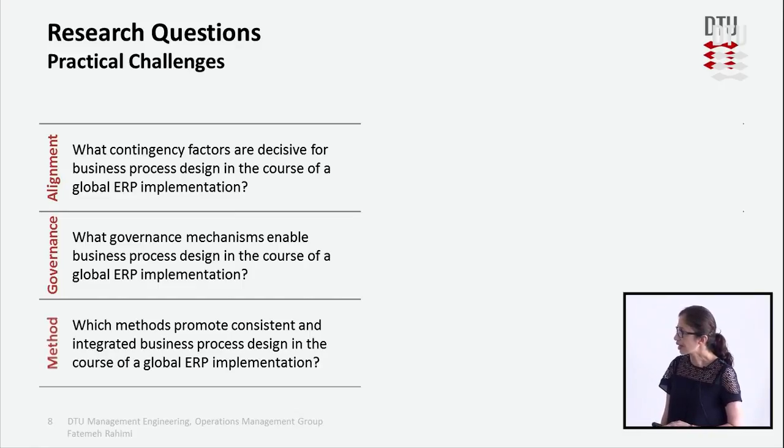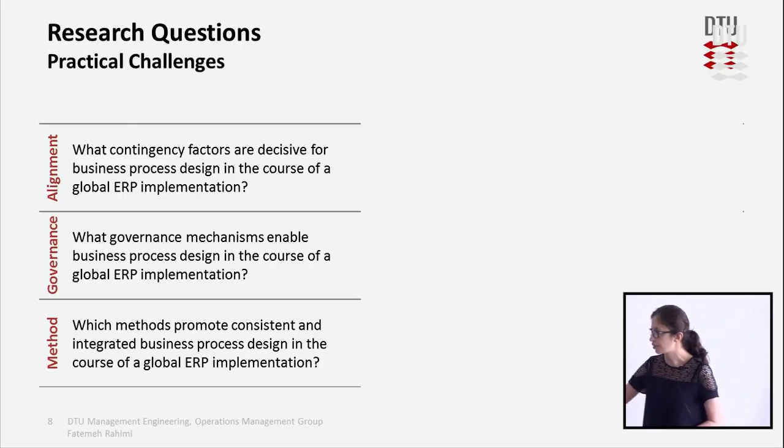Third, GIA needed methods that could enable consistent business process design in alignment with corporate business strategy and also IT systems. Therefore, the third practical challenge concerned methodological capabilities that would enable consistent business process design. And of course, it fell under BPM method capability.